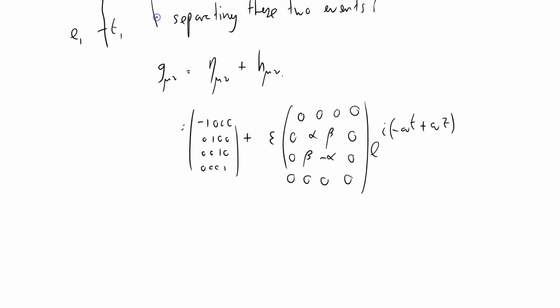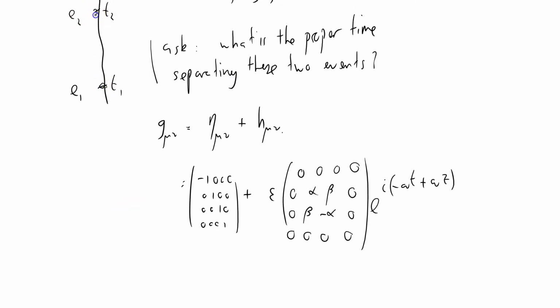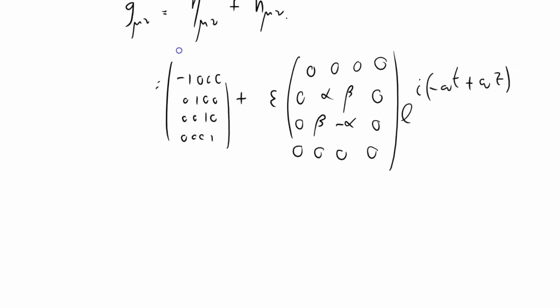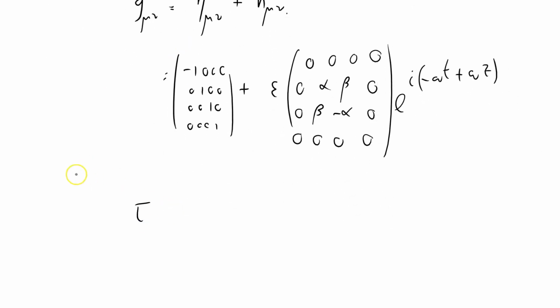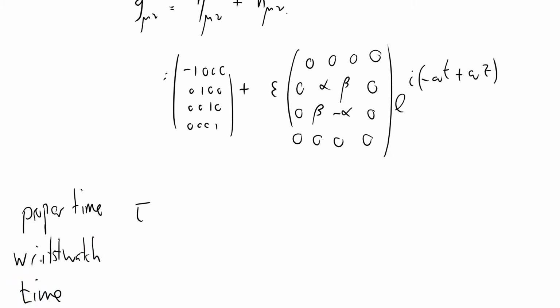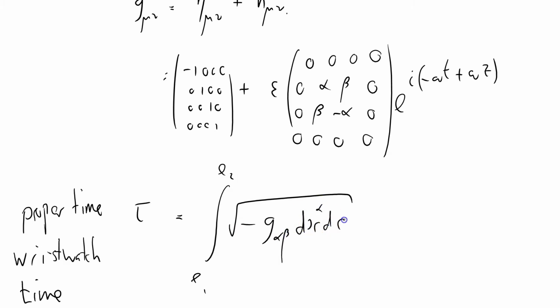So we're asking, what is the proper time separating these two events, E1 and E2, with this particular metric tensor? Well, tau, the proper time, I even now call it wristwatch time. Wristwatch time equals the integral from event 1 to event 2 along the path of the square root of minus g alpha beta dx alpha dx beta.